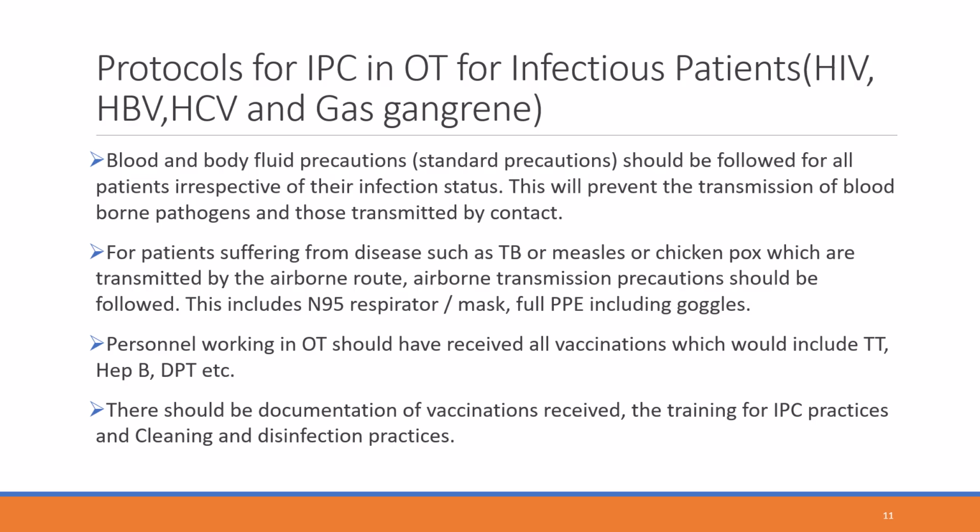For patients suffering from diseases such as TB, measles or chickenpox, which are transmitted by the airborne route, airborne transmission precautions should be followed. This includes an N95 respirator or mask and full PPE including goggles. Personnel working in OT should have received all vaccinations, which would include TT, hepatitis B, DPT, etc. There should be documentation of vaccinations received, the training for IPC practices, and cleaning and disinfection practices.